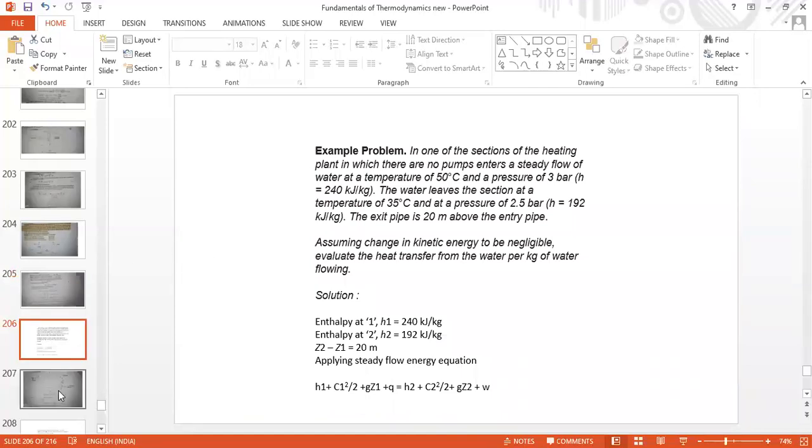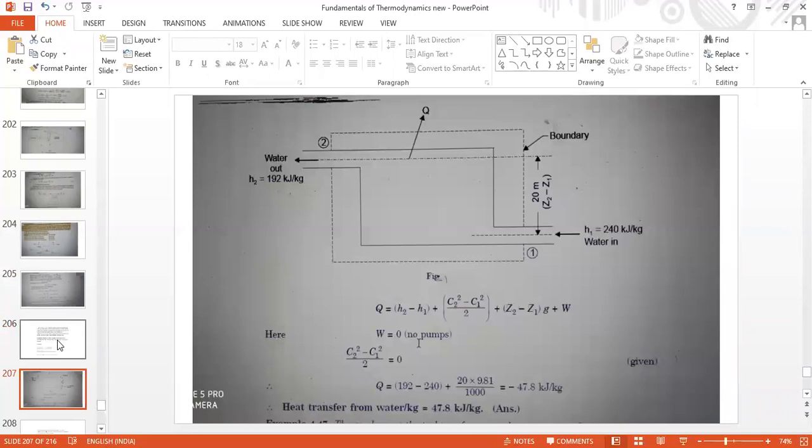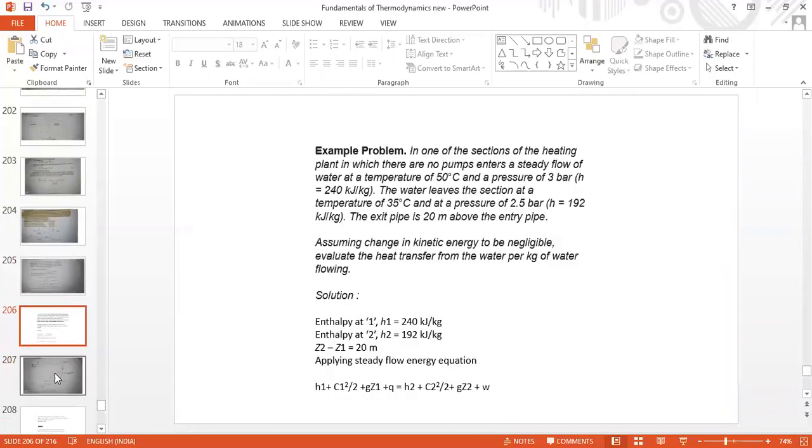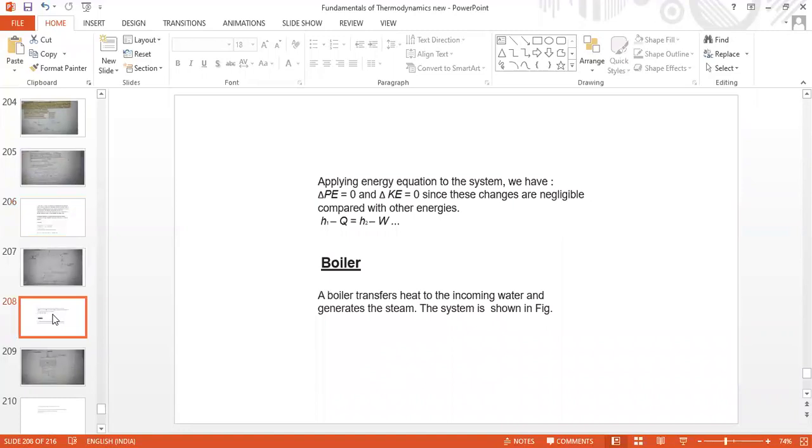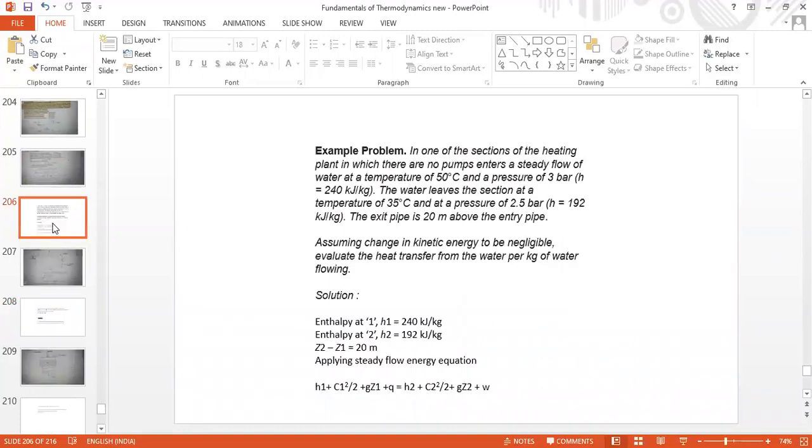And there are some problems where you may be required to consider potential energy also. This is such a type of problem.